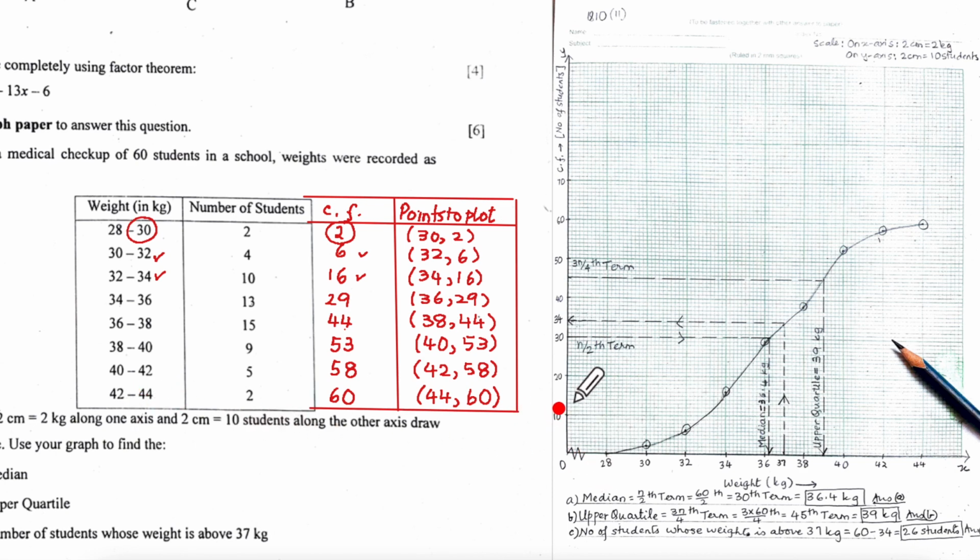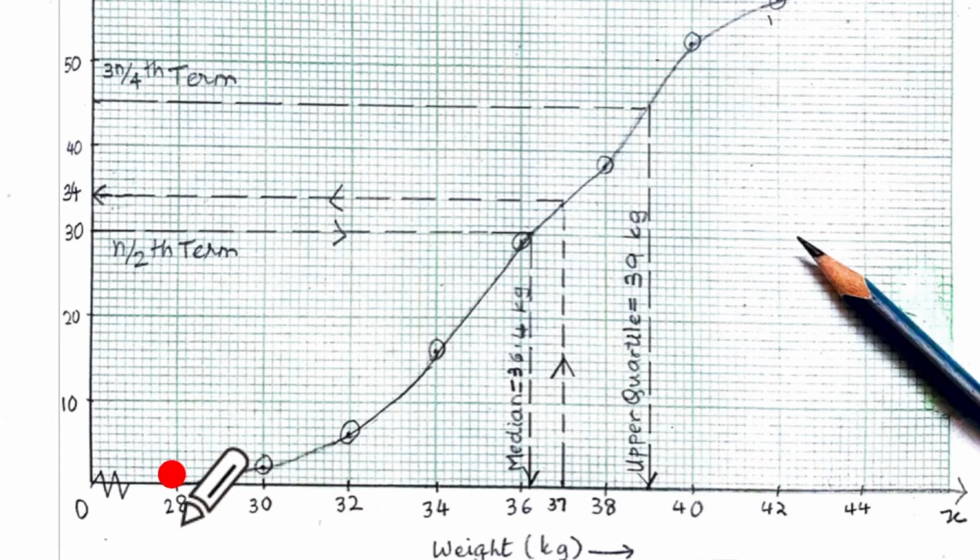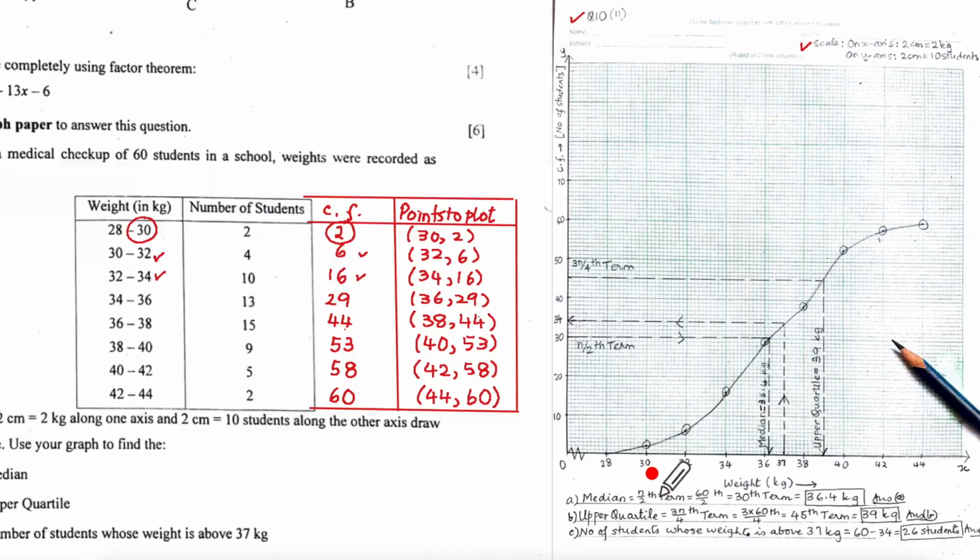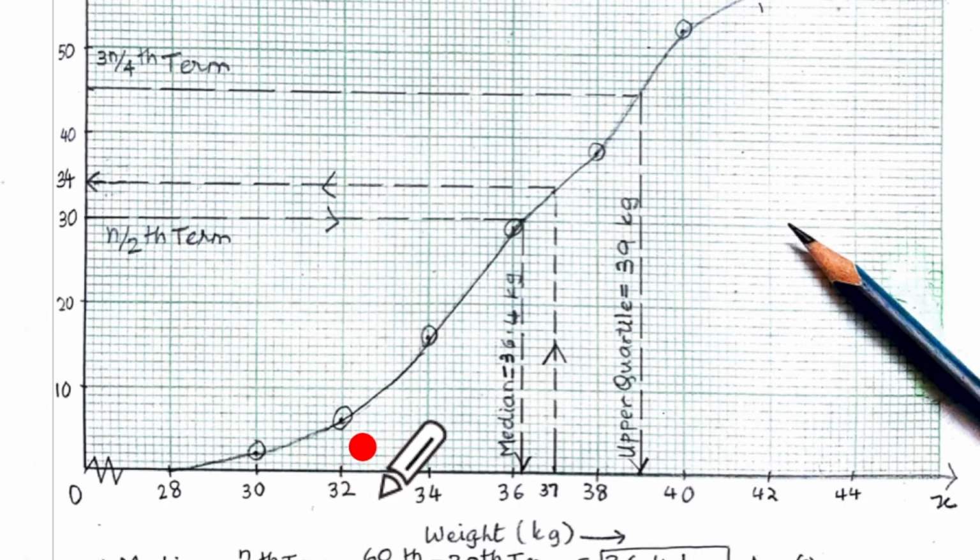Now on the y-axis, we have to take cumulative frequency, meaning the number of students. Now 2 centimeters is 10 students, so this is 20, 30, 40, and I have marked it up to 70, that's it. We write the scale over here, we write the question number over here, and then we plot the points. First one is 30, 2, so this is 30 and the 2 divisions over here. Then 32, 6, so this is 32 and this is 5 and this is the 6th division.